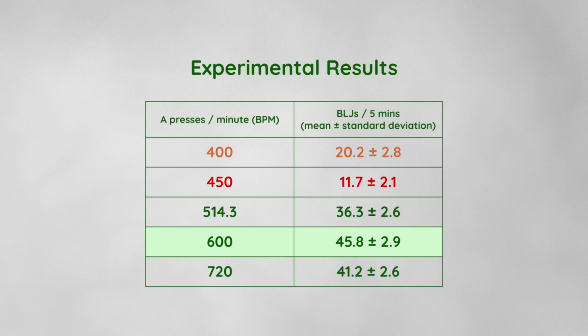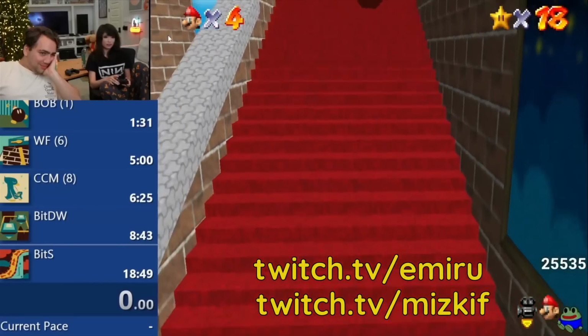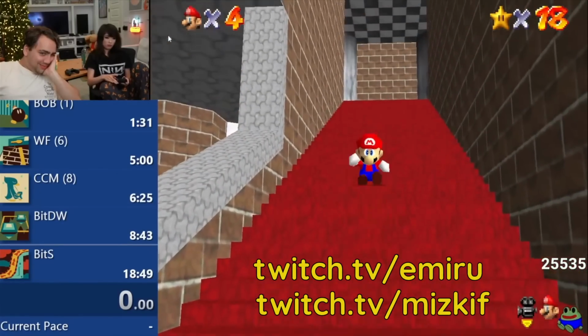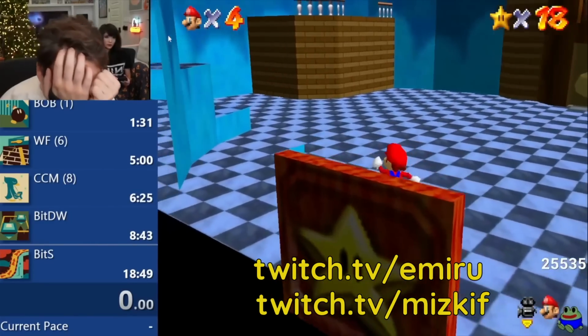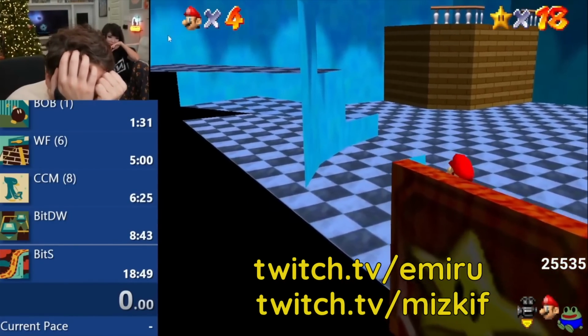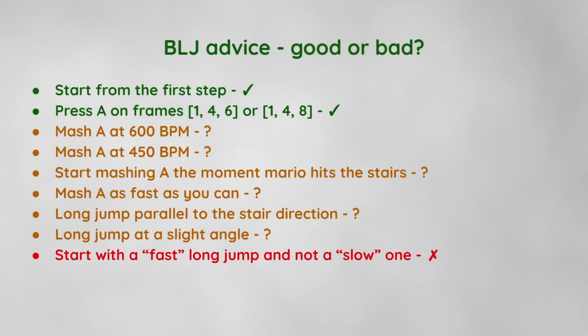We can also convert this into the average number of seconds it takes to get a successful BLJ, where we find that there's really not much separating the three highest speeds. So you might want to take this into account the next time you're doing BLJs. Of course, some people are much better at mashing a consistent speed than others. So mashing at 600 BPM is generally good advice, but mashing at 450 BPM is sadly not.